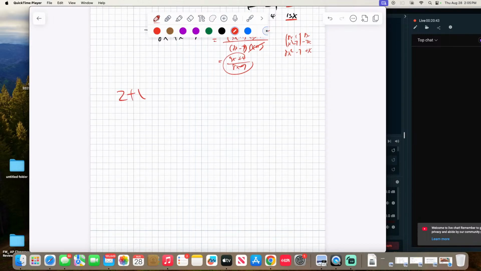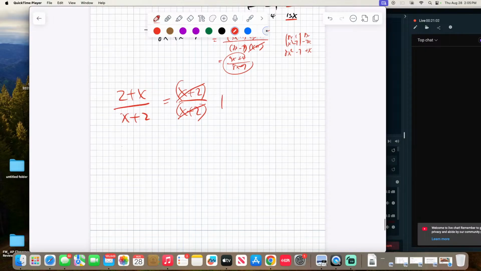So can those two cancel? No. Can those two cancel? Yeah, you can, because this one is just x plus 2 over x plus 2. This is a factor, right? This is a factor. They can cancel. That's a 1, right?